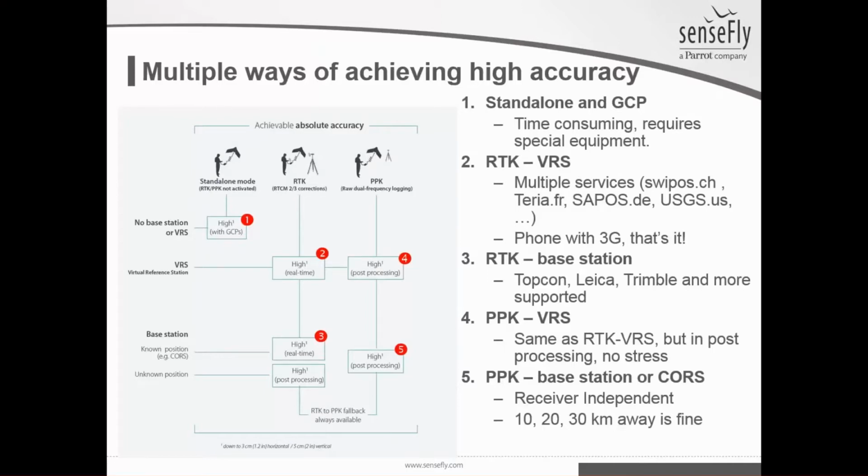Now, with eMotion and eBee Plus, we have several ways of achieving this high accuracy. First of all, we have the standalone mode, which we know, where this is the option with the GCP collection. Now, as a second option is RTK through a VRS system. Third option, RTK through a base station, either on a known point or an unknown point. Then we have everything that's PPK, where PPK can be through VRS or through a base station. Where PPK through a base station, you should make sure that this station, which is usually part of a course network, is not further away than 30 kilometers. You can go, but you lose a lot of accuracy and precision that way.